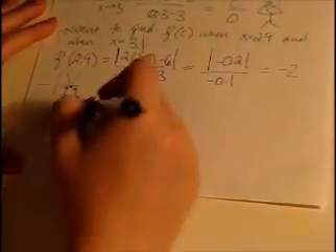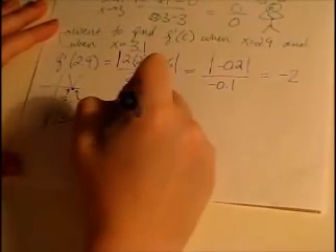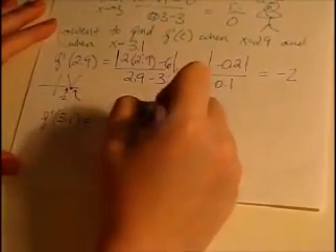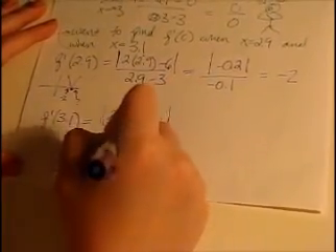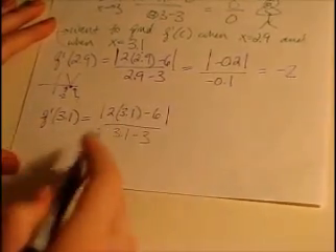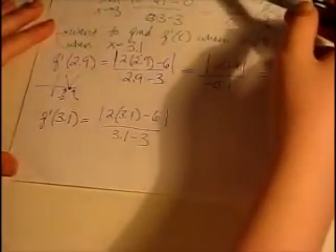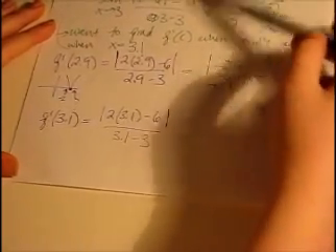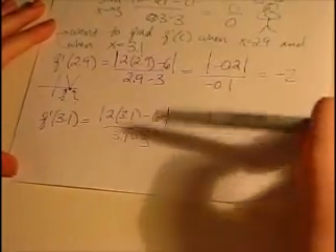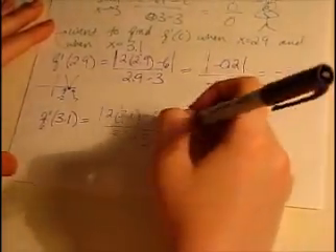equals, can you see this still? Move this up. 3.1 times 3.1 minus 6 over 3.1 minus 3. So just to reiterate, I'm just plugging 3.1, the c, into this equation. See that? Pretty straightforward.